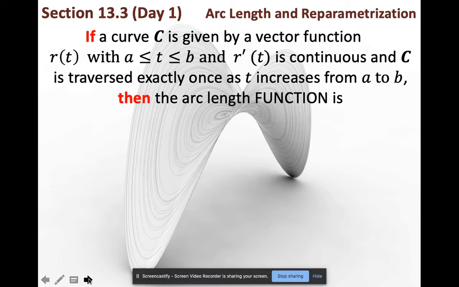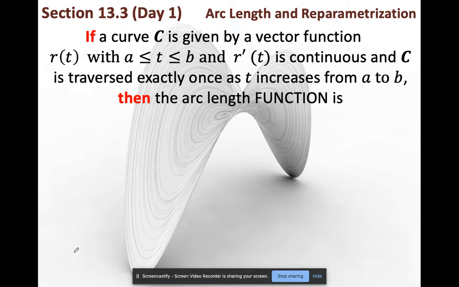All right, now I want to talk about a curve C given by some vector function and its derivative. And as long as I travel that curve C once, from time A to time B, I want to create an arc length function.